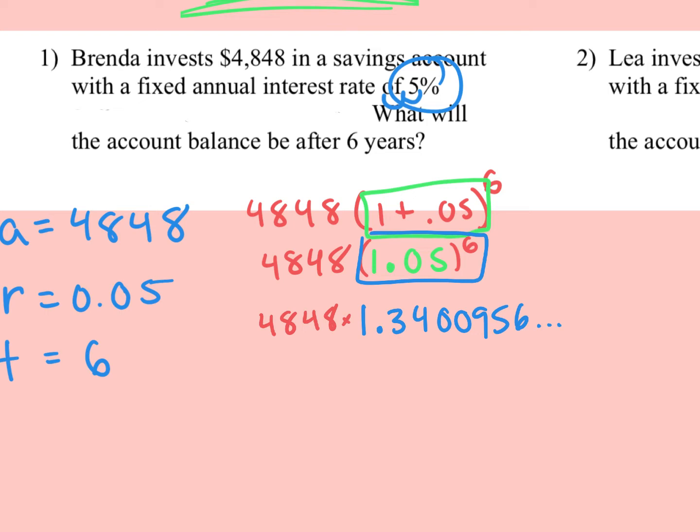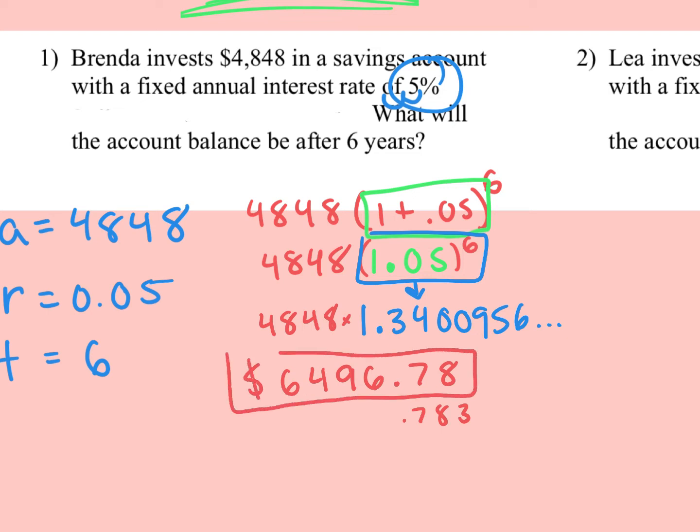Damien, what was your question? Yeah, that's what we got when we put that in the calculator. So then when we multiply these together, we get 6,496.78, and it's 0.783, so what would that round to? Just 78, because 3 is less than 5, so it stays the same. And that's our answer. Since we're dealing with money, we only care about 2 decimal places.